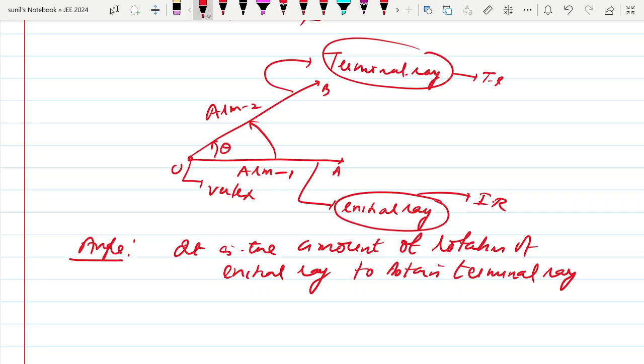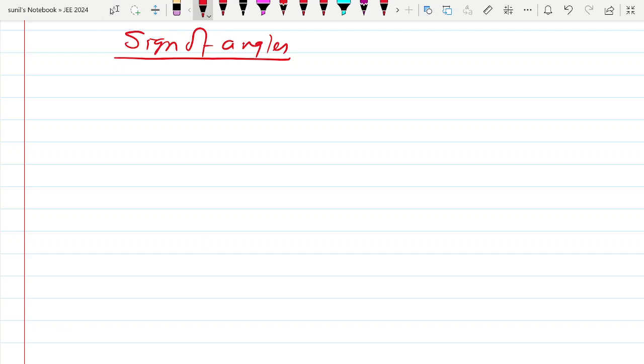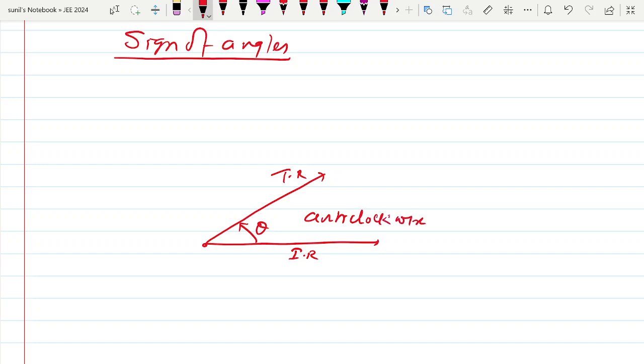Now, next comes how we see the angle and the sign of the angles in trigonometry. Now how do we see the sign of the angles? See, suppose this is my vertex, this is my initial ray. Suppose this initial ray is rotated in anti-clockwise direction through an angle theta to obtain the terminal ray. So we consider anti-clockwise direction measurement as a positive angle.